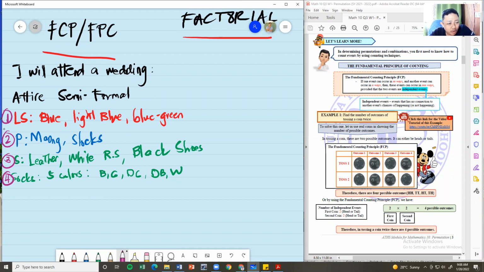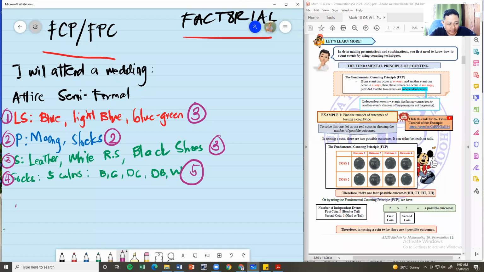So for the long sleeves, how many possible options do I have? Type in the chat box, please. We have 3. What about for the pants? How many do I have as my options? 2. Very good. What about for the shoes? How many options do I have? They are 3. Okay. What about for the socks? How many socks do I have? 5. So these are the number of outcomes or events that we will be multiplying.